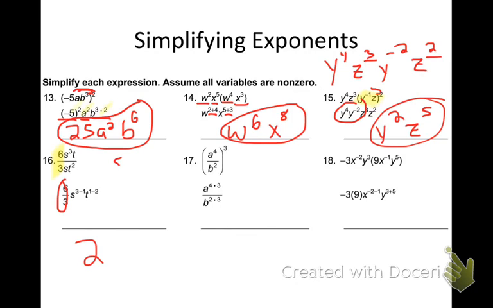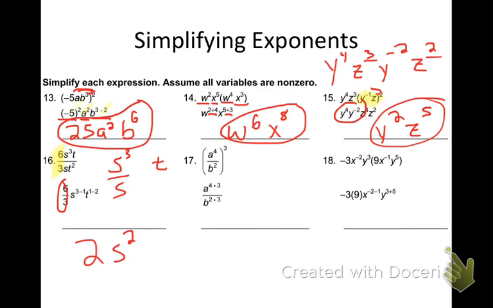So I have s to the 3rd over s. Well, remember, when I divide, what do I do with exponents? I'm going to subtract, right? So if I have 3 s's on top, 1 s on the bottom, how many s's am I going to be left with? 2, right? So it's s squared.